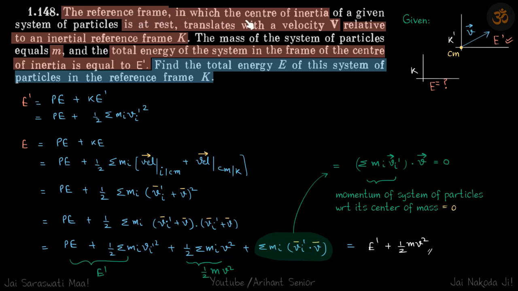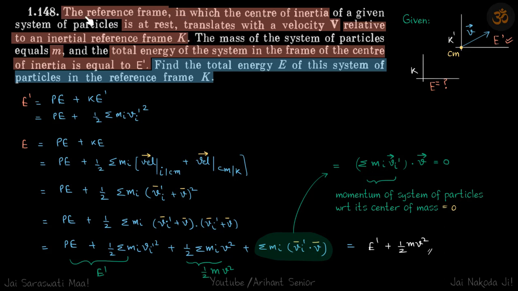The reference frame in which the center of inertia is at rest travels with a velocity v relative to an inertial reference frame k. So let's call this reference frame k dash, which is moving with velocity v with respect to k. It's given that in this reference frame, the center of mass is at rest. So let's put the origin of this frame on the center of mass itself. And the energy of the system of particles in k dash is given as E dash. We need to find the energy of those particles with respect to reference frame k.